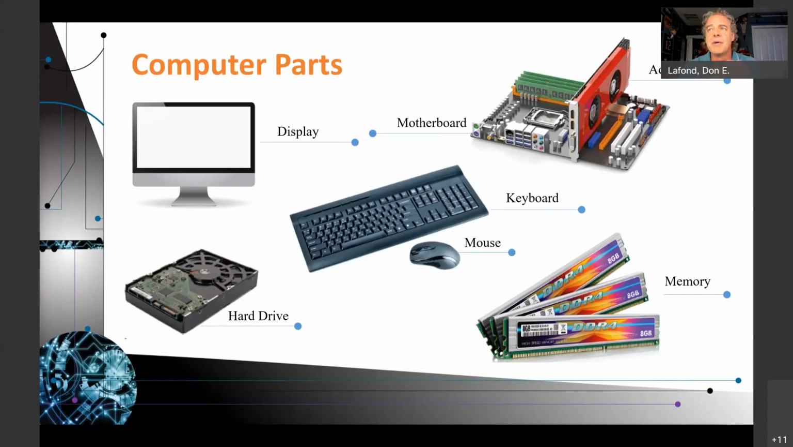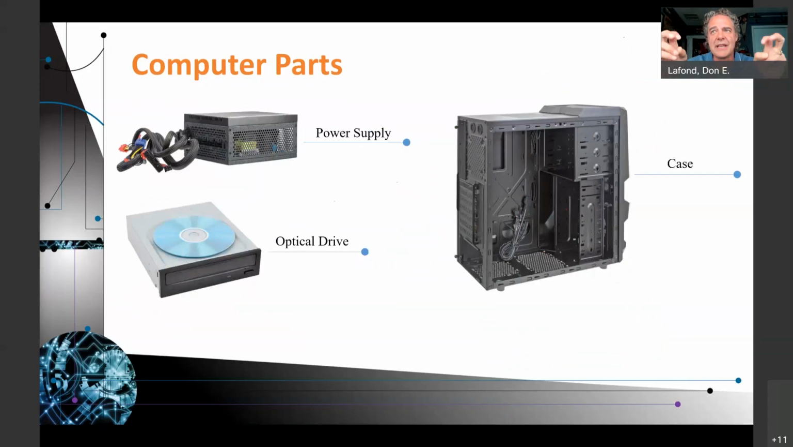Oh, they didn't put CPU here, but CPU is the brain of a computer. You need to put that in the motherboard to do the processing or the thinking, right? Computer parts, a power supply is what it looks like. Optical drives, not so popular anymore.